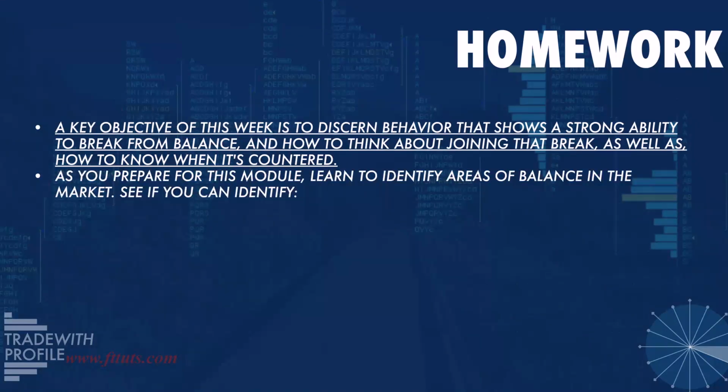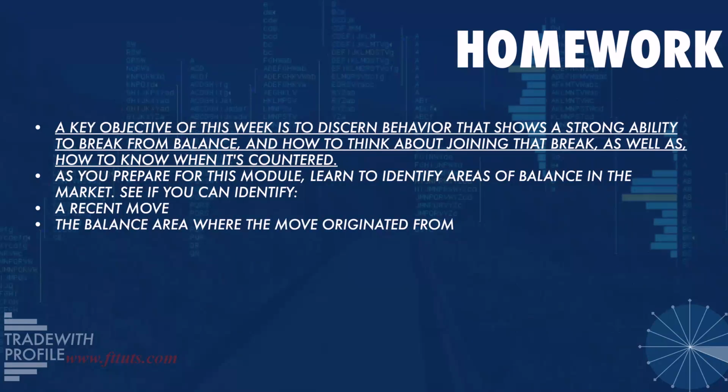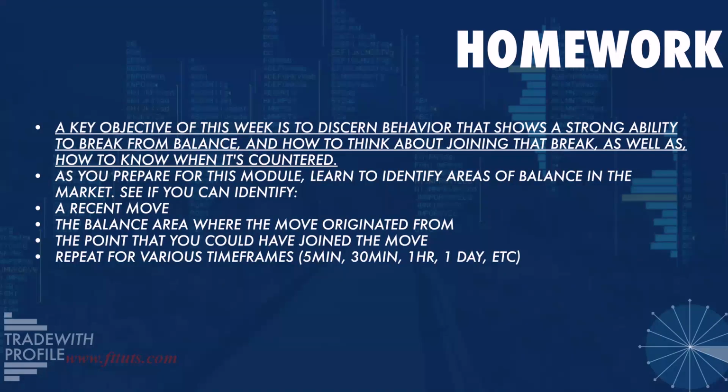So as you prepare for this module, learn to identify areas of balance in the market. See if you can identify a recent move and then the balance area where the move originated from. So try to find a trend and see, where did that trend start from? Where is that balance area that it started from? And where is the point that you could have joined the move? Repeat that for various time frames. Do that on a 5-minute basis, 30-minute basis, 1 hour, 1 day.